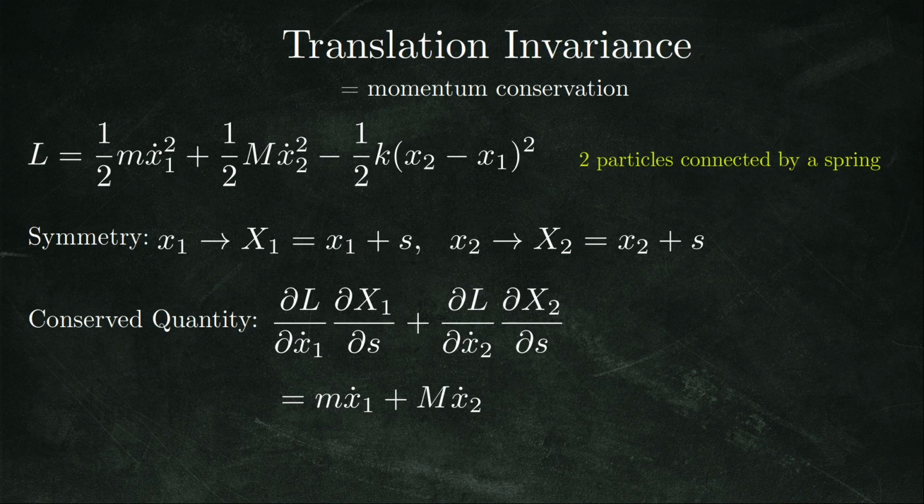If this were a 3D system, we could shift all of the x coordinates by an amount s and we'd get x momentum as our conserved quantity. Similarly, we could shift all the y's by the same amount and we'd get y momentum as our conserved quantity, and so on. But whenever you can shift some of the coordinates, the conserved quantity is momentum.